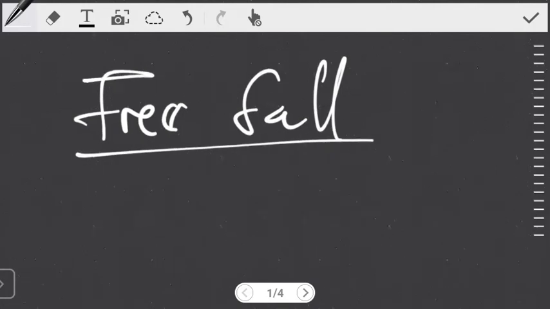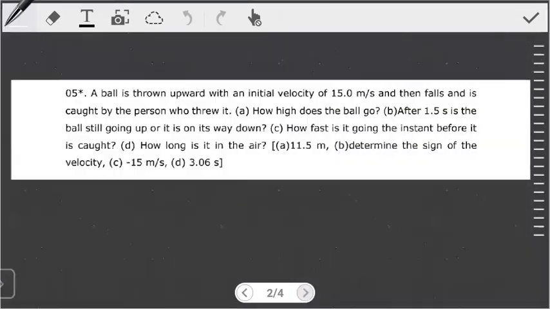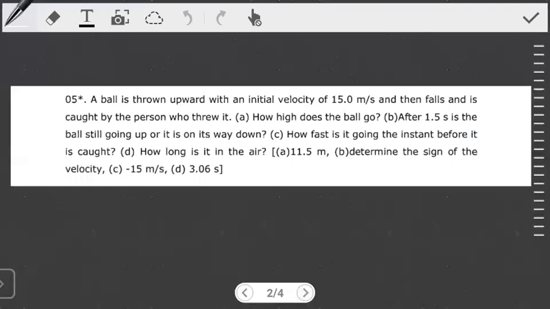Okay, so the question we're going to work out is going to be this question. You guys can try it out. But before we come back to this question, let's just look at a few things that you need to keep in mind when you're dealing with free fall.